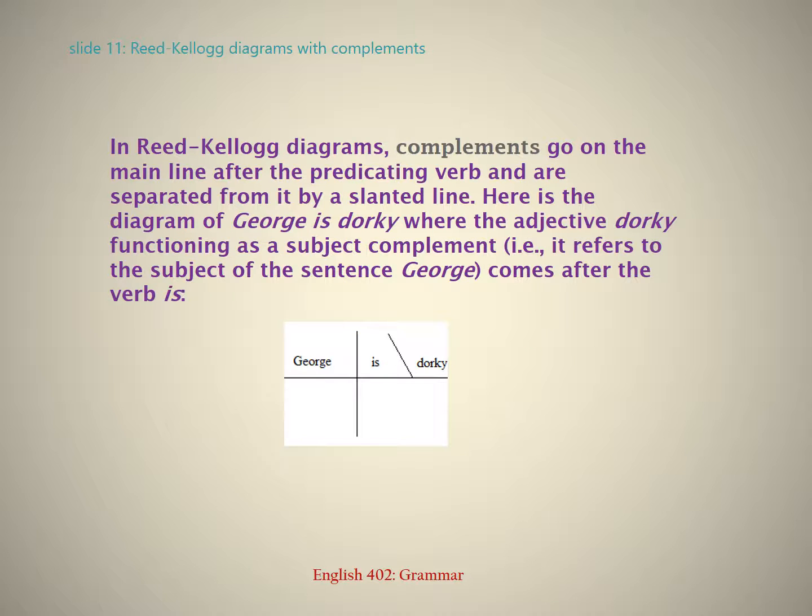In Reed-Kellogg diagrams, complements go on the main line after the predicating verb and are separated from it by a slanted line. Here is the diagram of George is dorky, where the adjective dorky, functioning as a subject complement, i.e., it refers to the subject of the sentence George, comes after the verb is.